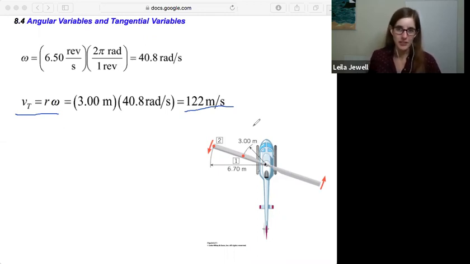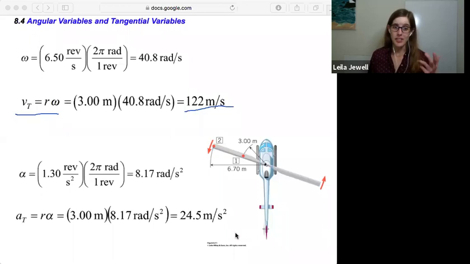What about the acceleration? Well, for the acceleration, we'll follow the same process. So we're going to, again, convert that acceleration that was given to us in revolutions per second squared into radians per second squared. Revolutions is still talking about angular quantity, so that part's good. It's just not our SI unit yet. So we find that the angular acceleration is 8.17 radians per second squared. If we want to make that the tangential acceleration, we just need to multiply by the radius, 3.0 meters, which is 24.5 meters per second squared. Thus, we've solved for the tangential speed and the tangential acceleration at point 1.